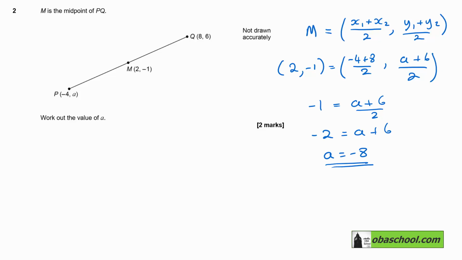Another way that we could have done that was just to look at how we go from Q to M. So if we look at that, the y coordinate being 6 here and -1 here means that we've gone down by 7. And that means that when we go from M to P, we do the same thing because M is the midpoint. So we'd go down by 7. And -1 going down by 7 is -8.